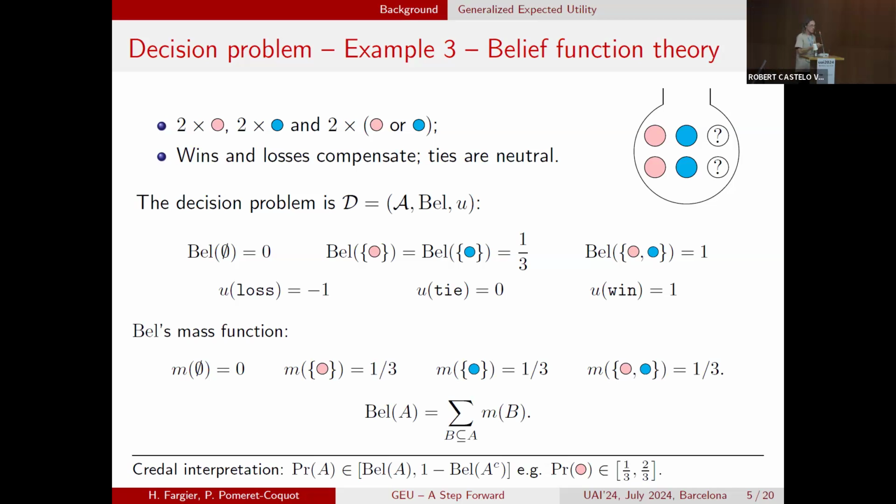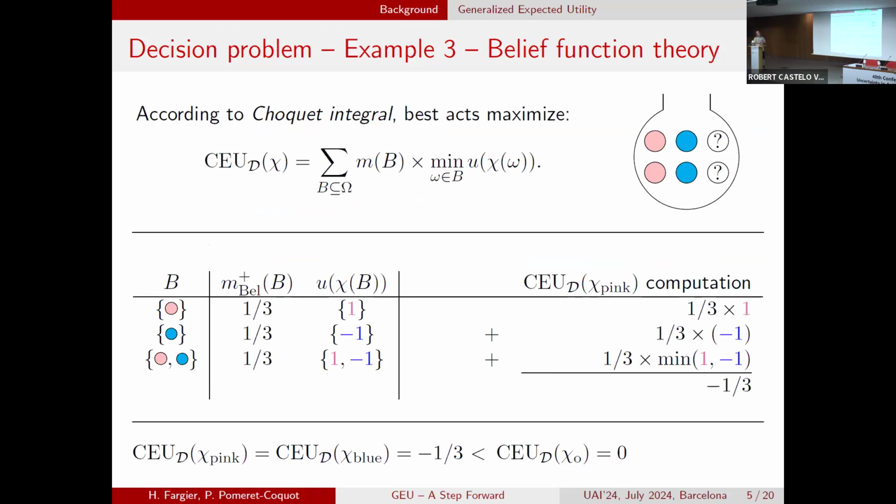So here we cannot apply expected utility without further assumption, but we can apply a generalization of expected utility, which is called the Choquet integral or Choquet expected utility. This decision rule has a simple expression with the mass function. And in order to be as clear as I can, I unfold here the computation for the Choquet integral of chi-pink. So we will iterate over all focal elements.